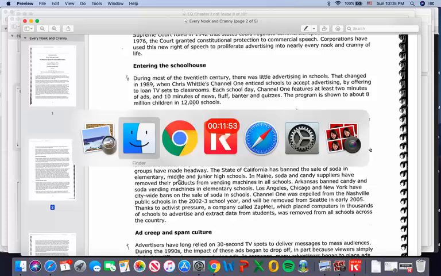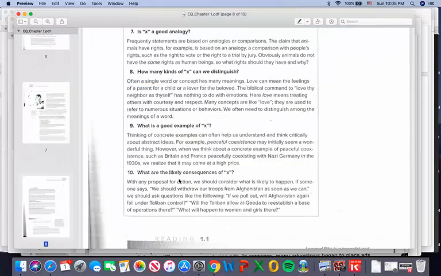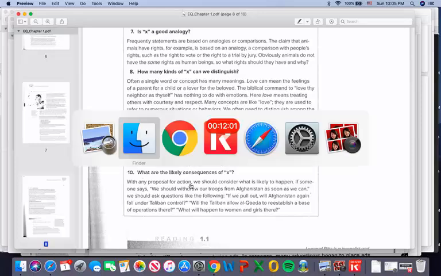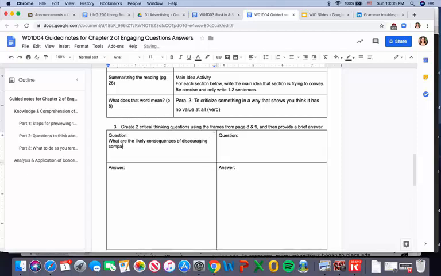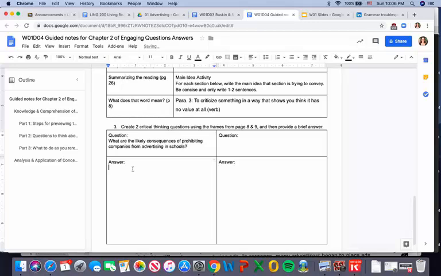So let's look back at the questions. One of the questions was, what are the likely consequences of X? So you go here and you say, what are the likely consequences of discouraging companies from advertising in schools? Actually, in some cases they weren't discouraging, they were prohibiting companies from advertising in schools. So now you have to come up with your own answer.